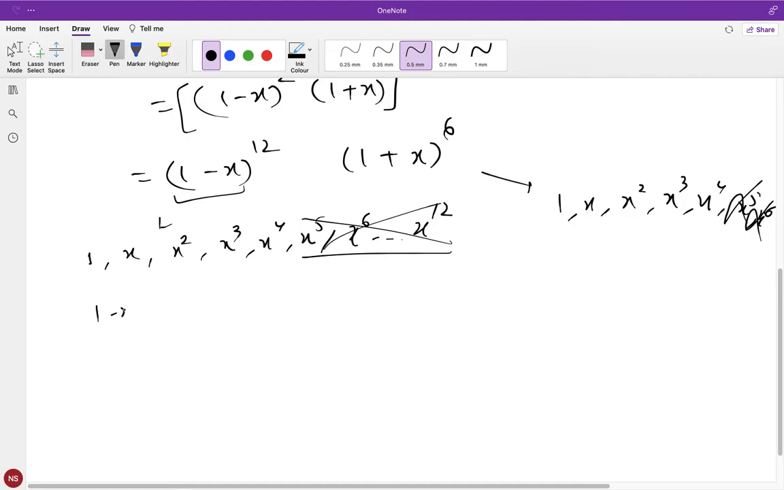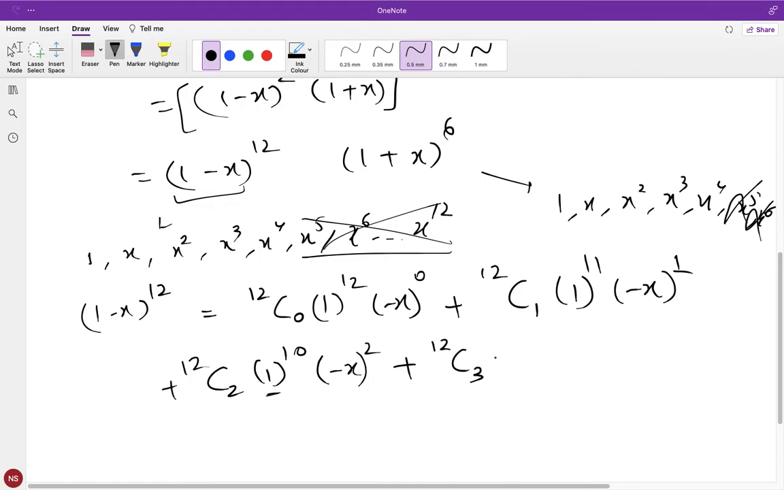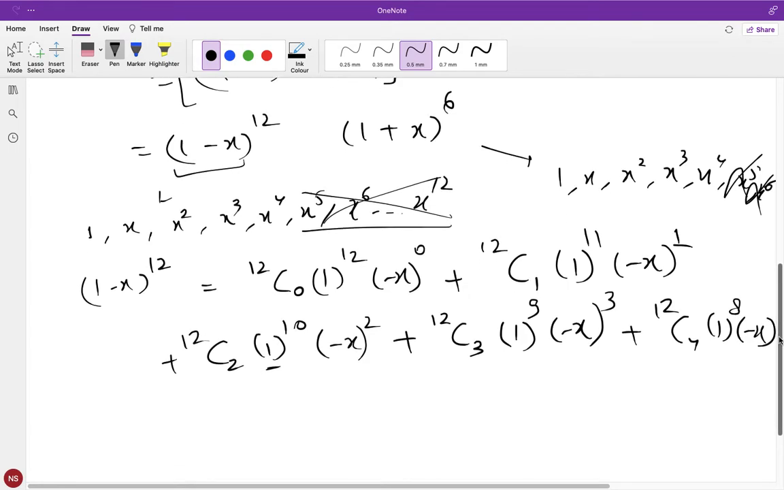So let us first look at 1 minus x raised to the power 12. If I expand it, what do I get? 12c0, 1 raised to the power 12, minus x raised to the power 0. Right? This is how you expand. Everybody knows this. 1 raised to the power 11, minus x raised to the power 1, plus 12c2, 1 raised to the... I don't need to write this. I'm just writing it for your understanding. You can just ignore it because it's 1. So any power will be 1. It will stay the same. 1 raised to the power 9, minus x cube, 12c4, 1 raised to the power 8, minus x raised to the power 4.